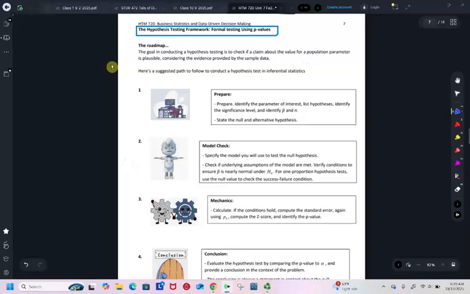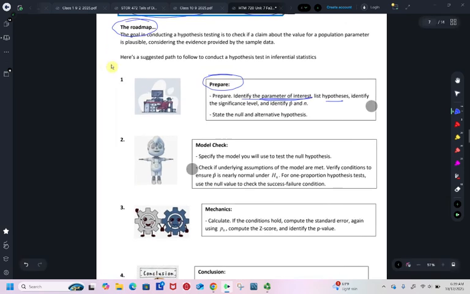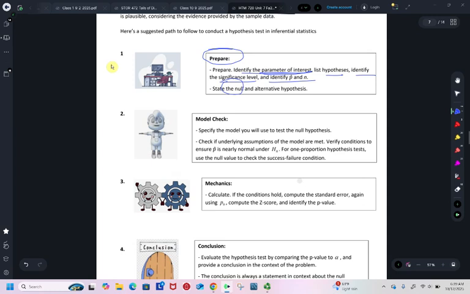We are going to get into the formal hypothesis testing framework. And we're going to use p-values, but I'm also going to introduce you to an alternative way to test hypotheses using some other parameters. The roadmap would be to start with the prepare phase, where we would identify the parameter of interest. We'll list the hypotheses, namely the null and the alternative hypothesis. We'll identify the significance level and some other parameters that we're going to need in testing the null hypothesis versus the alternative hypothesis.